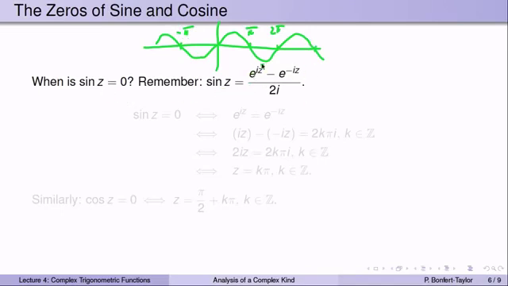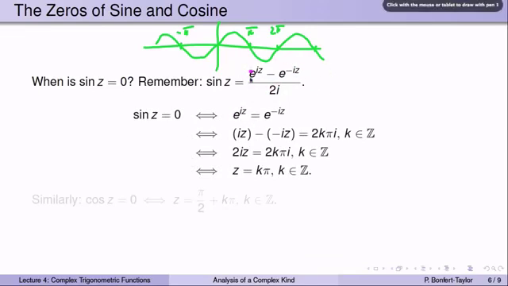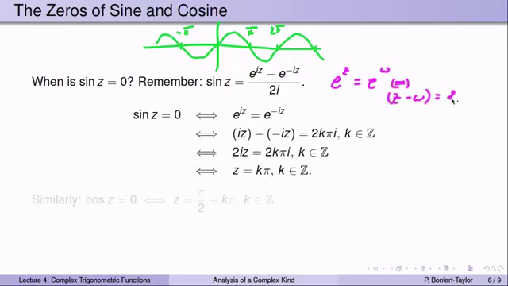Let's find out. Remember, sine z is e to the iz minus e to the minus iz over 2i. If we want that to equal 0, then we need the numerator of this fraction to be equal to 0. So e to the iz needs to equal e to the minus iz. Remember, we proved that e to the z is equal to e to the w if and only if z minus w is a multiple of 2 pi i. We proved this in our lecture about the exponential function. So e to the iz is equal to e to the minus iz if and only if their difference, in other words, iz minus minus iz, is of the form 2k pi i for some k in the integers.